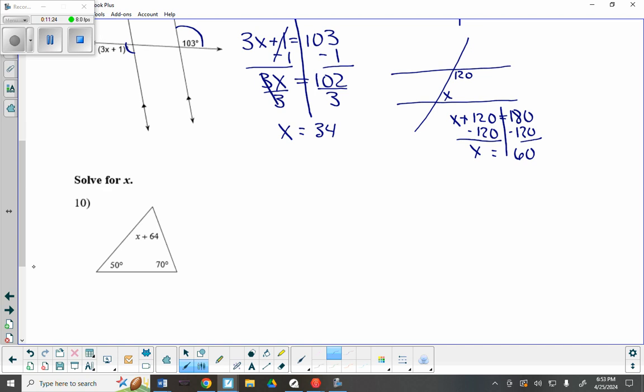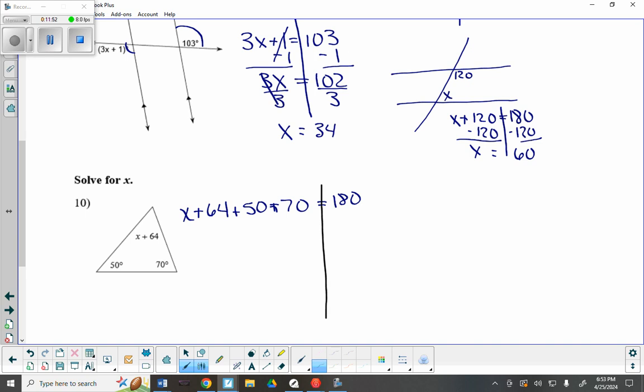In the next problem, you have a triangle. So if you will recall, the triangle sum theorem says that the sum of the interior angles of a triangle is 180. So all of those angles, if you add them together, so first, we have the equation. We will combine like terms.